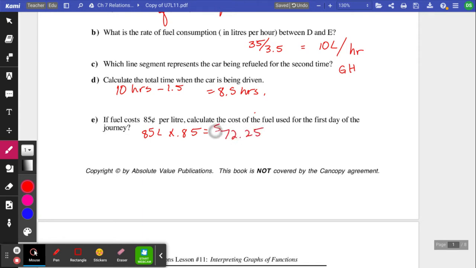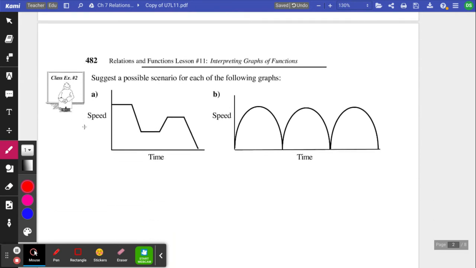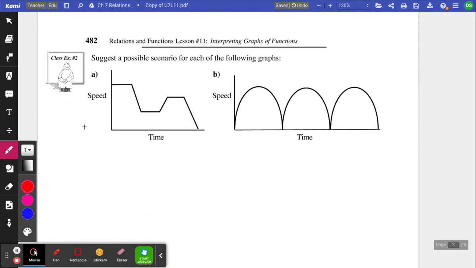I have the book in front of me. You understand? So just looking at a graph, taking some information, it's not that hard. Hopefully it won't be that hard for you. Okay, turn the page. Okay, this one says, suggest a possible scenario for each of the following graphs.